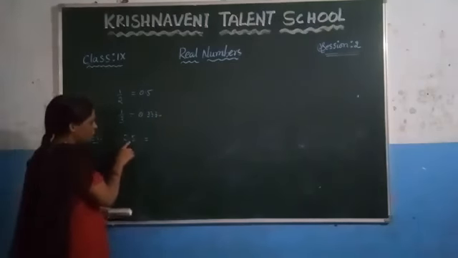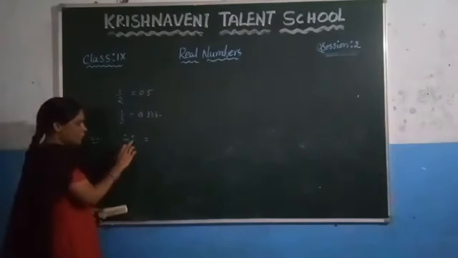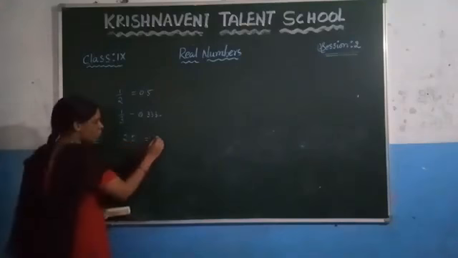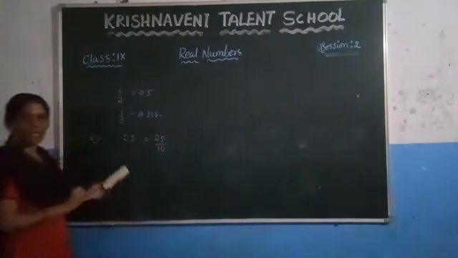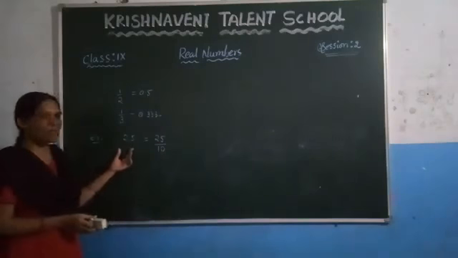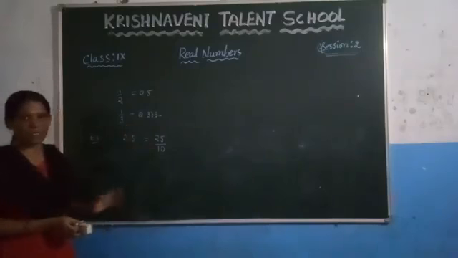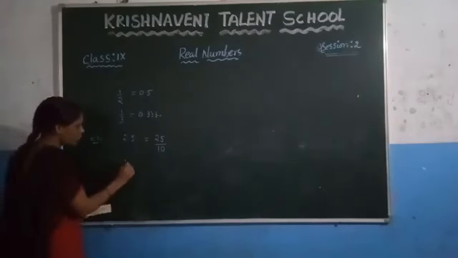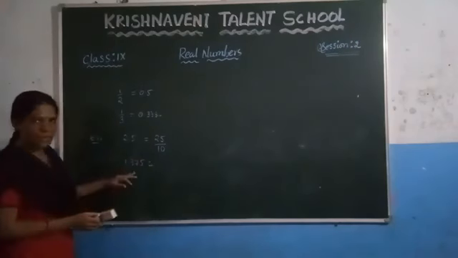After the decimal point, you have to check how many digits there are. Here you can observe that after the decimal point, one digit is there. So in the denominator, you have to keep 10. Like this you have to represent. If you are given a rational number, you can write it in the form of a decimal. Let us consider one more, 1.375. Here it is also a terminating decimal.